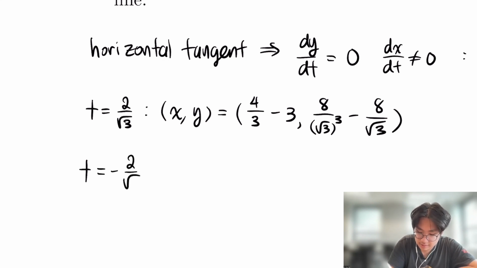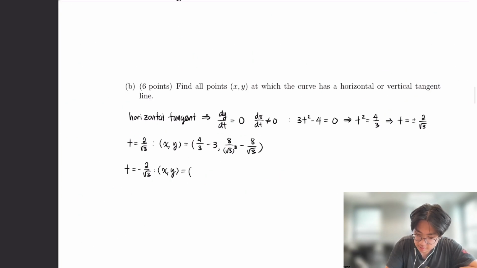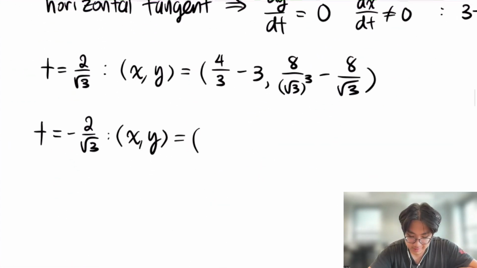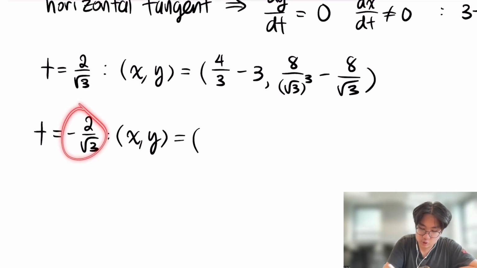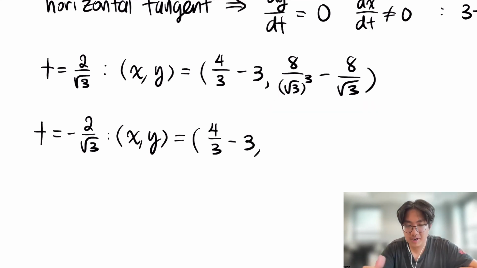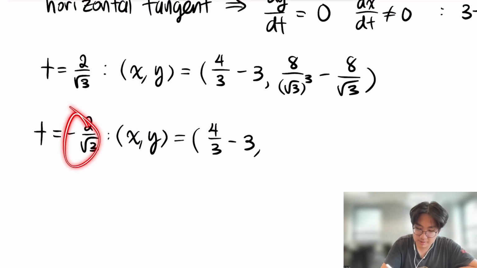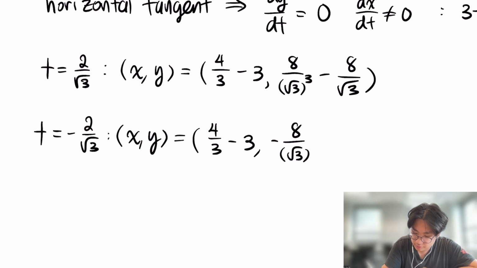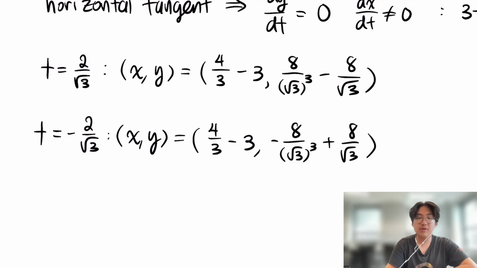Now we can consider negative 2 over root 3. So in this case, again, t squared minus 3. So the x component stays the same because we're just squaring this. So it's still 4 over 3 minus 3. Here, again, we have t cubed minus 4t. So t cubed, because we're cubing it, is now negative. So you have negative 8 over root 3 cubed. And then minus 4 times this, so plus 8 over root 3. That'd be your solution there.